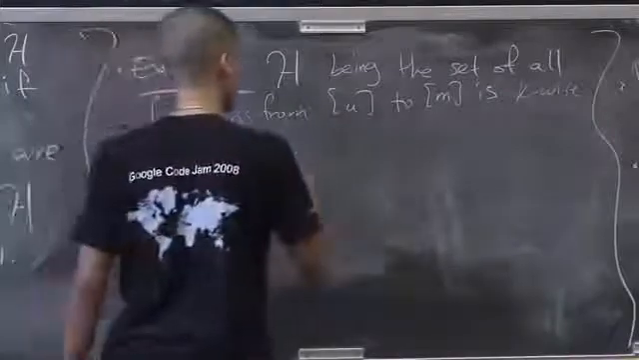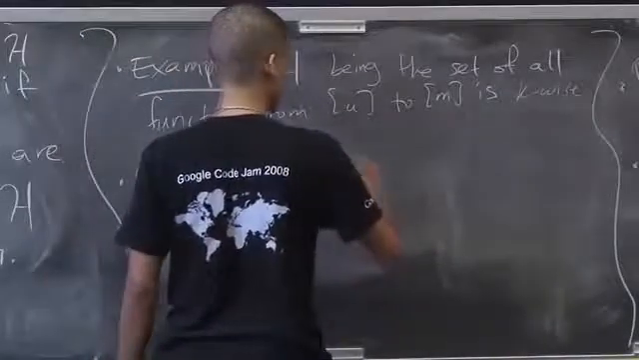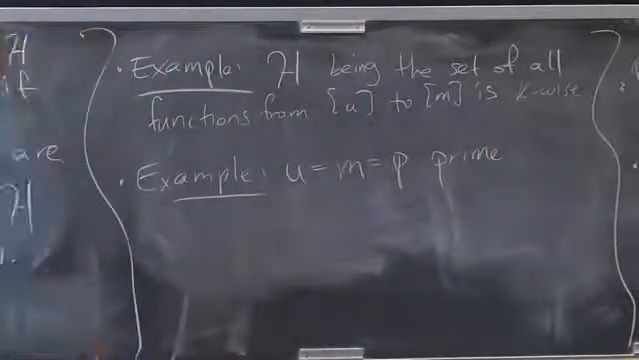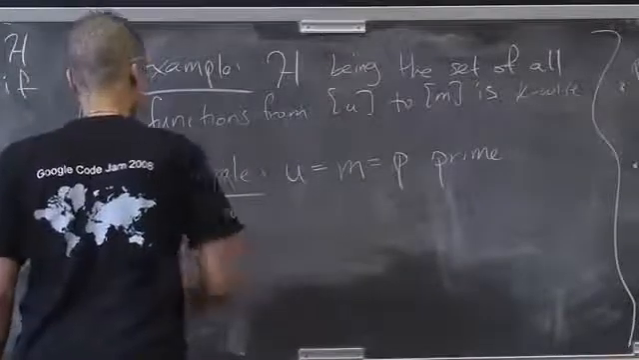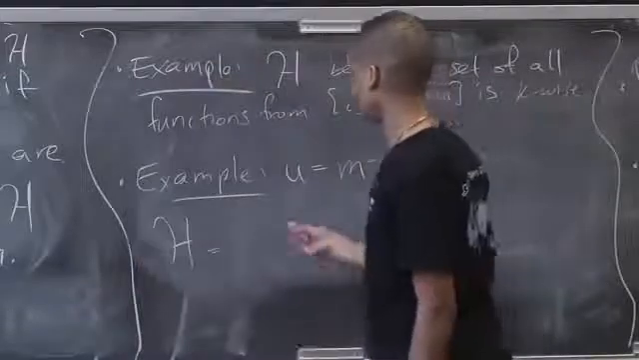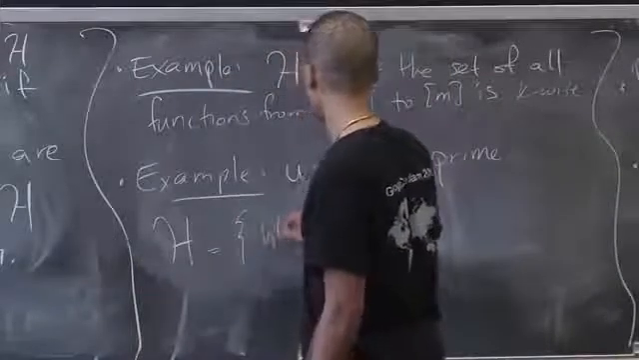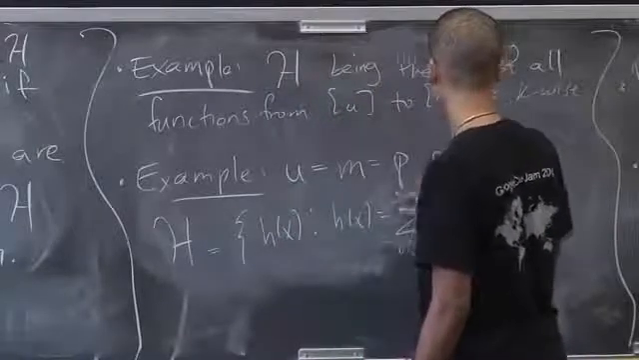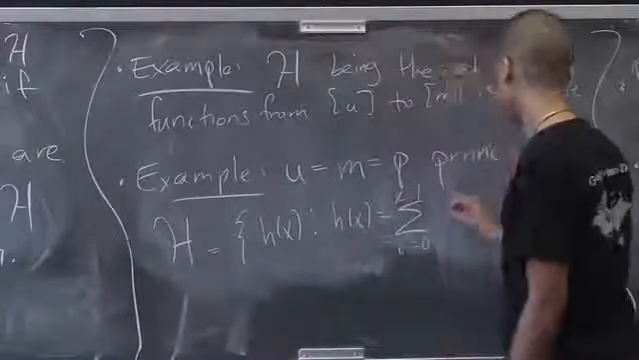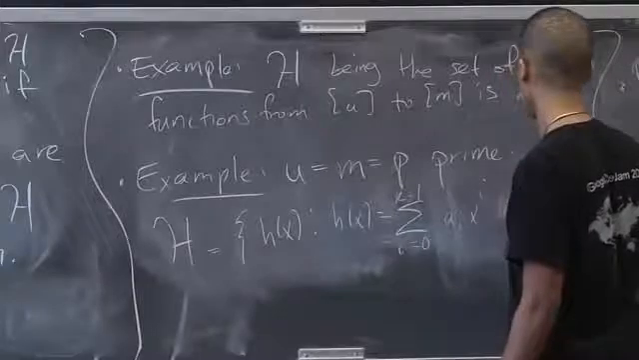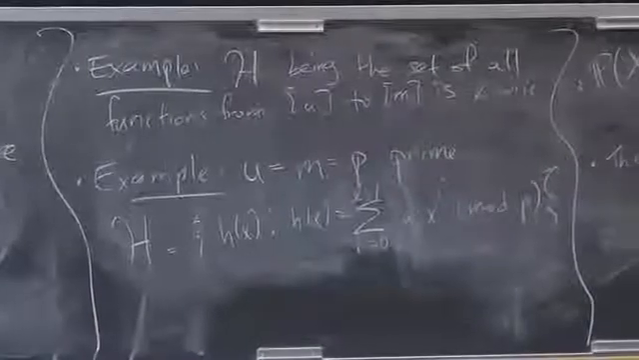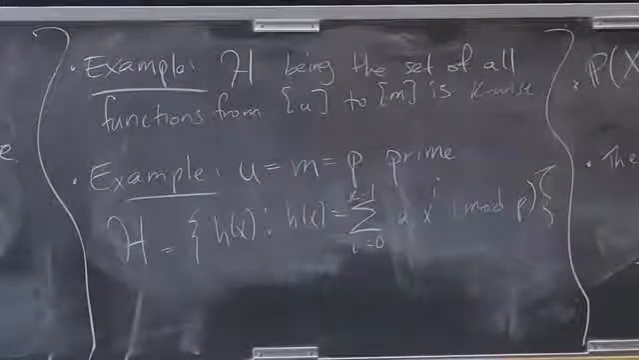So another example is that U equals M equals P, prime. And H is the set of all functions h of x, where h of x is equal to the sum, i going from 0 to k minus 1, of a_i x to the i, mod p. The set of all degree k minus 1 polynomials. And there are some advantages here.